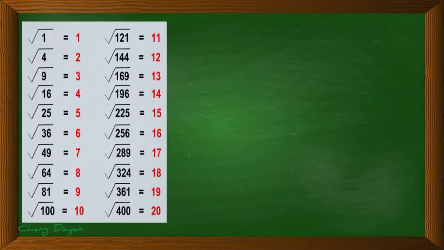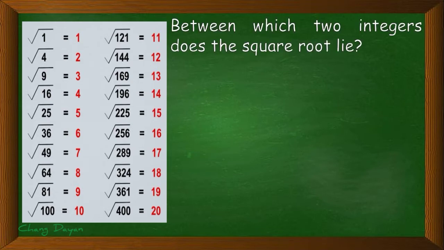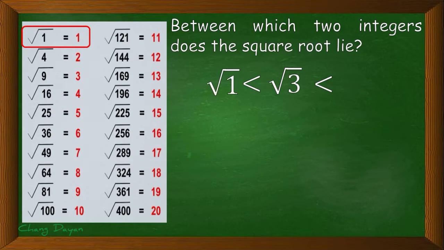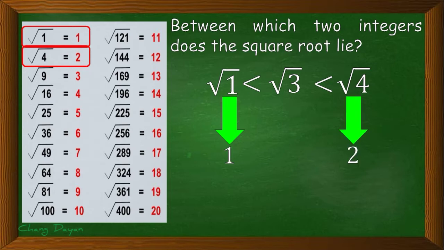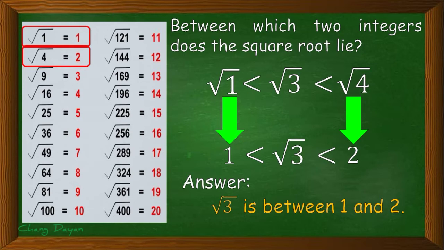Now, let us have this chart. So, ito ang gagamitin natin para alamin ang dalawang consecutive number kung saan nasa pagitan ang given irrational number. Example, square root of 3. Matatagpuan ang square root of 3 more than square root of 1 at less than square root of 4. Ang principal root ng square root of 1 is 1. Ang principal root ng square root of 4 is 2. Ibig sabihin, square root of 3 is greater than 1 but less than 2. Square root of 3 is between 1 and 2.